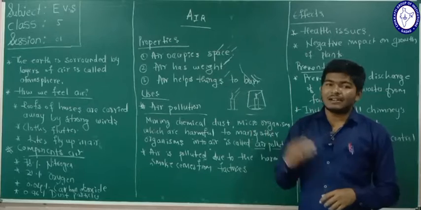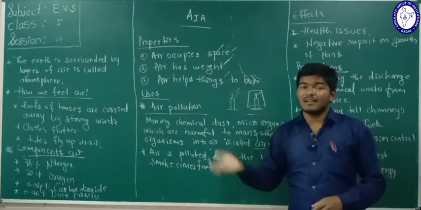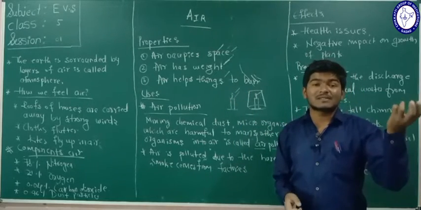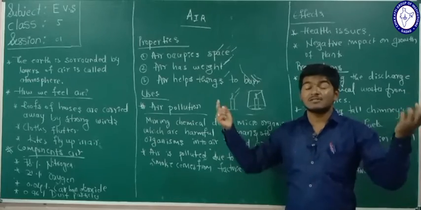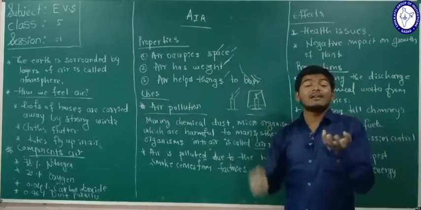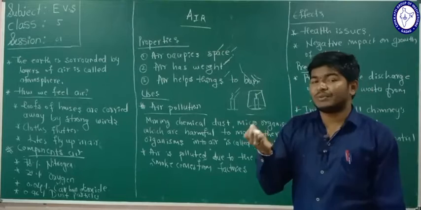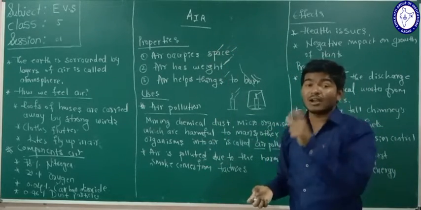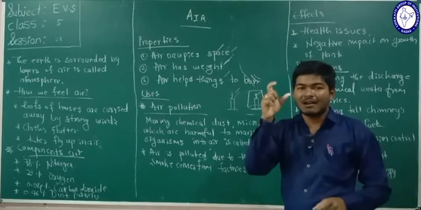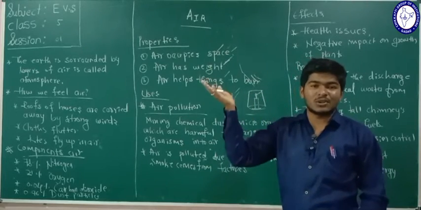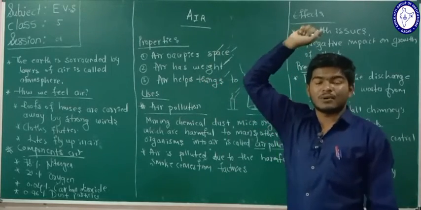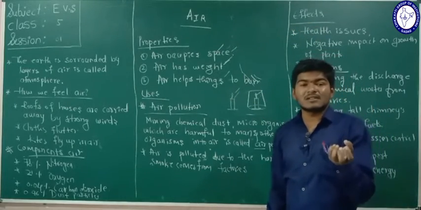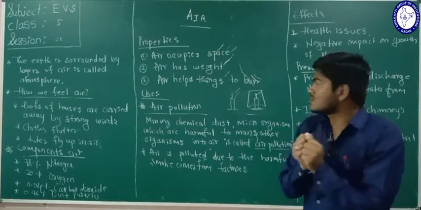If the number of factories increases, and the amount of smoke coming from the factories increases, the air will be polluted more. And if the number of vehicles we use increases, the black smoke coming from the vehicles also increases, and that causes air pollution. But what are the preventions? How are we going to control air pollution?